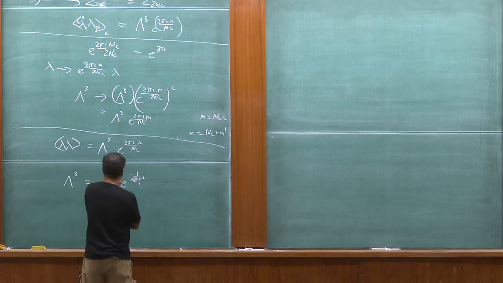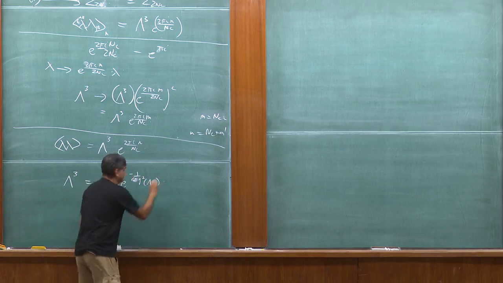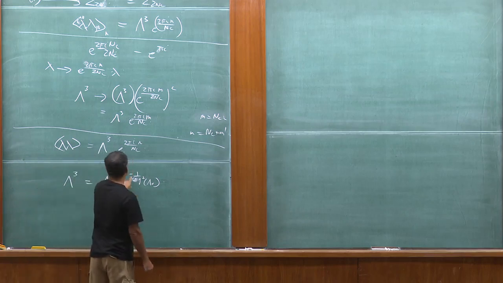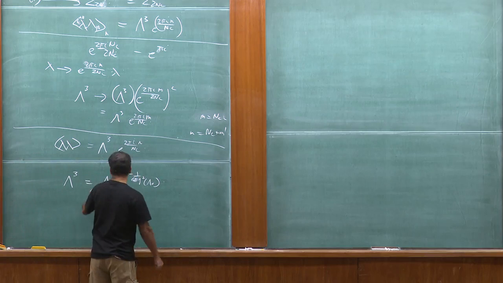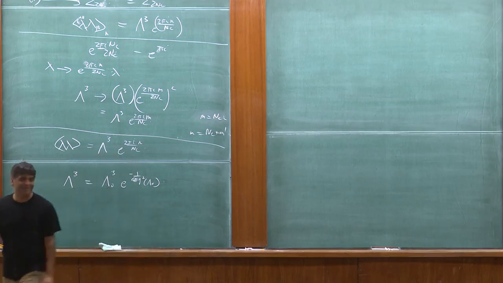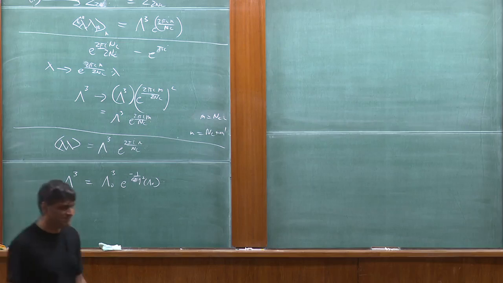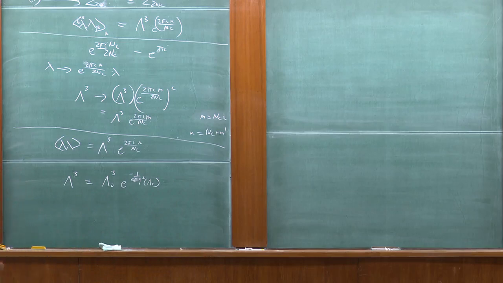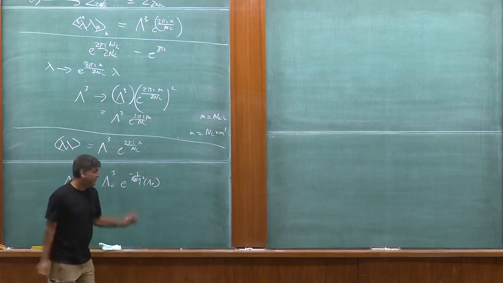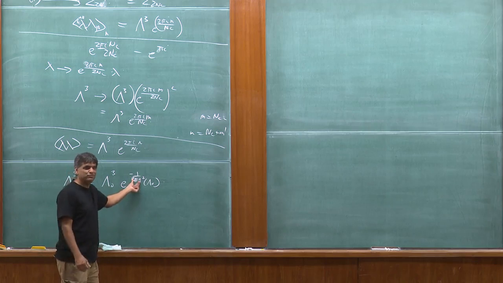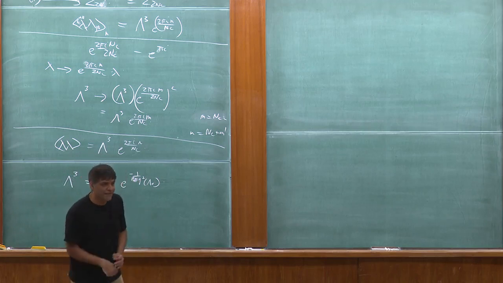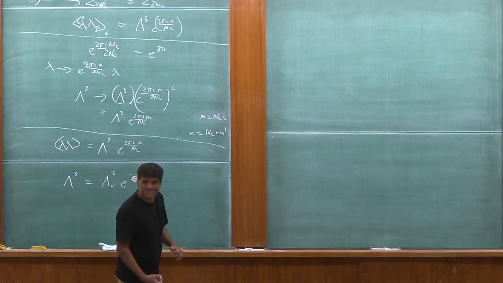As g naught goes to 0, this becomes very small, compensating for the fact that this becomes very big. So that's correct. It's asymptotic freedom. I can't remember, it's probably 8 pi. It's just the correct number in this formula, the number you get by solving the beta function equations.